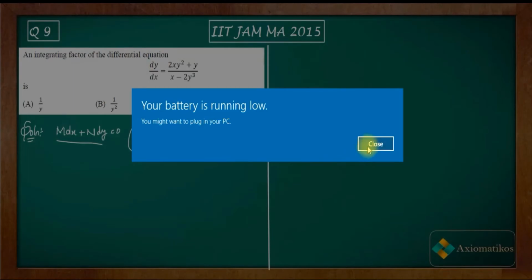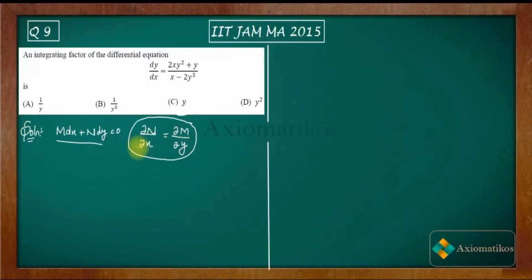So what do we need there? We need an integrating factor by which we can multiply this equation so that it becomes exact. That means del N over del x is equal to del M over del y after the multiplication. Are you getting my point? So the integrating factor is just a factor by multiplication of which we get del N over del x equal to del M over del y. So we have four options.